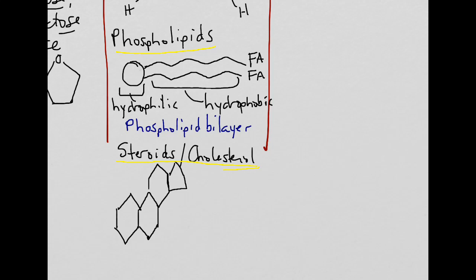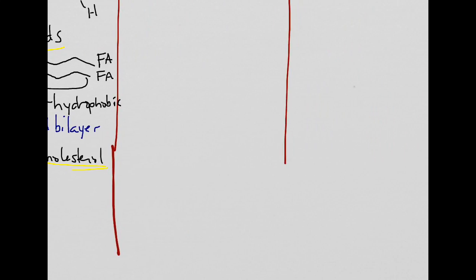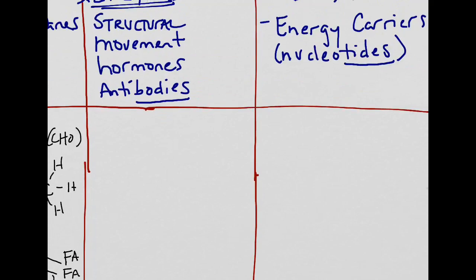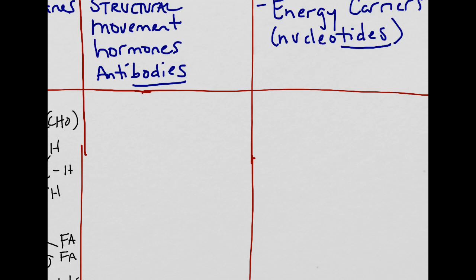Okay, but cholesterol, the sterol will tell you that you're looking at the steroids. So ones like estrogen, testosterone, cortisol, aldosterone. Okay, so those are examples of your monomers of lipids. Alright, this way and this way. And now we're going to talk about proteins.